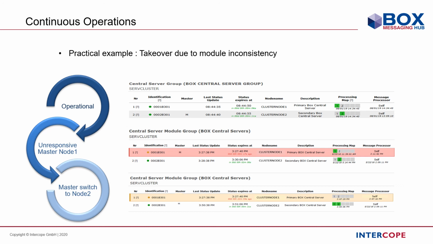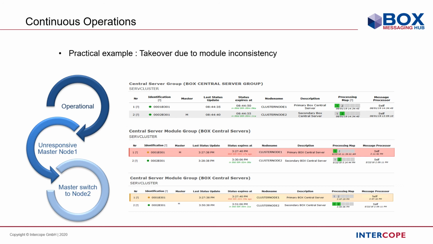In the second picture, we now see that the primary central server holding the master role for some reason has become unresponsive. It's not available anymore for processing. We see this in red here. We don't have a current status, which is now overdue, and the identification of the node is now amber.